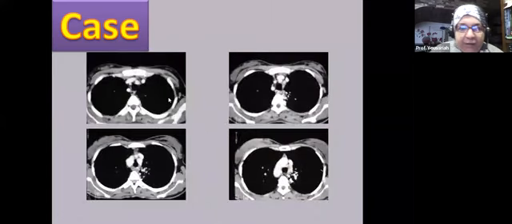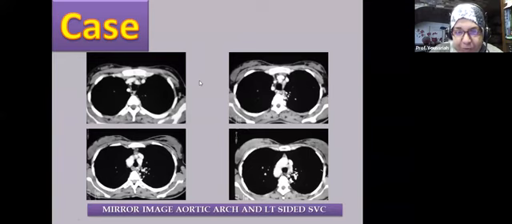Now, in this image, actually, we have all the branches of the aorta on the right side. When we see all the branches of the aorta on the right side, we have to look at the superior vena cava. When the superior vena cava is on the opposite side, this is a mirror image. So the aorta on the right, the superior vena cava on the left, this is a mirror image, and this is usually a case of situs inversus.